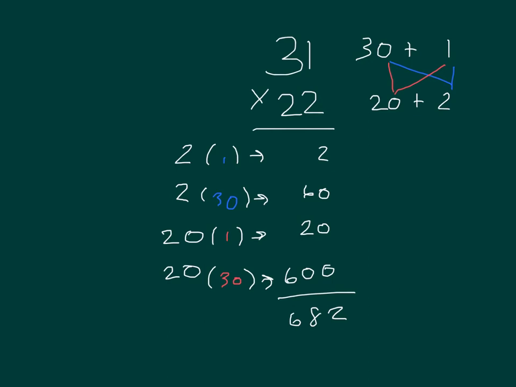When I break up 22, I break it into 20 and 2. And as you can see over here, that's my multipliers. When I break up 31, I break it into 30 and 1. And as you see here, that's what I'm multiplying by to get a total of 682.